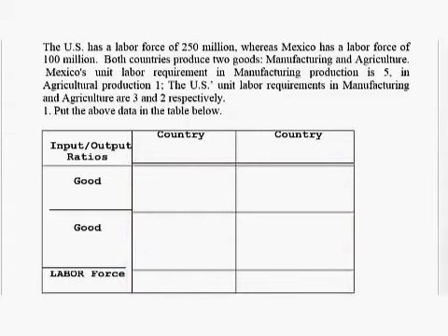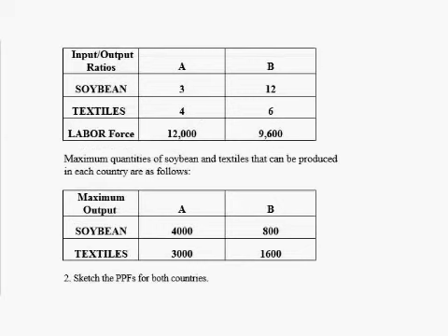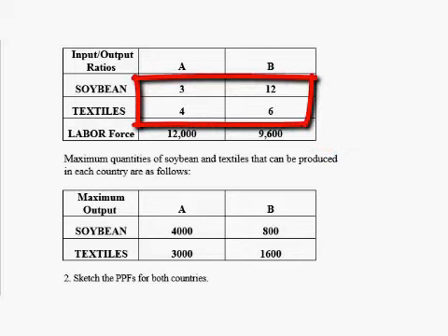Before I proceed with this particular problem, and the answer should be straightforward to some of you, I'm going to move on to an alternative problem. In this particular problem, I have 2 countries, country A and B. I have 2 industries, soybean and textiles, and here's my labor force, and here are my 4 input-output ratios in the 2 countries.